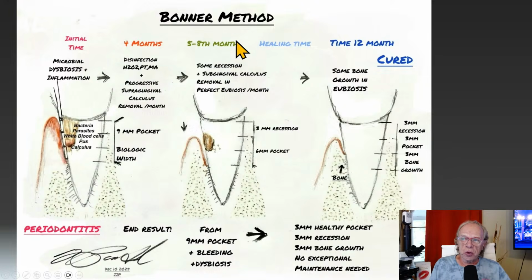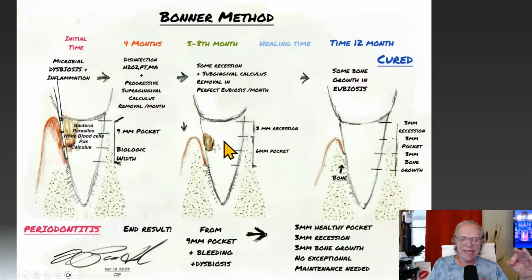Another way to look at our method: this is like an initial problem, a 9 or 10 millimeter pocket. We can cure up to 9 and 10 millimeter pockets. It goes back to 3 millimeters. So the first month is disinfection: you remove the parasite, remove the bugs, remove the pus, remove some external calculus. At months 5 to 8, we remove calculus in perfect abiosis. No more bacteria, no more parasite, no more neutrophil, and then we remove calculus.